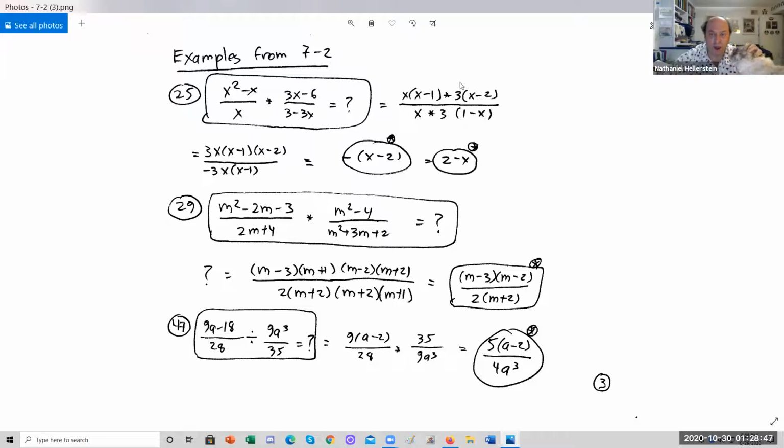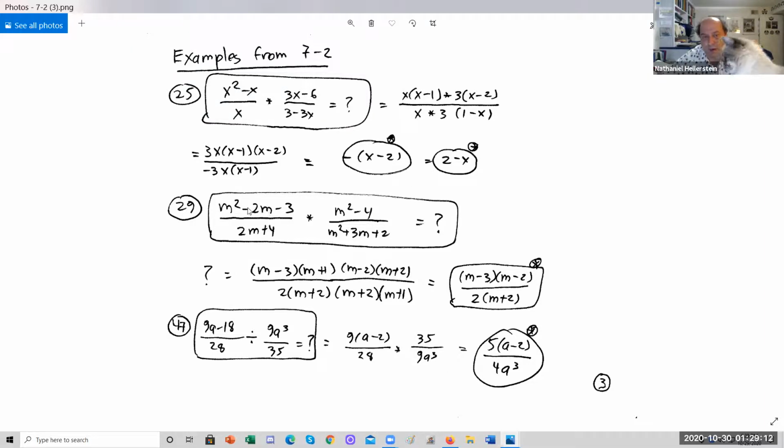Well, okay. The 3's cancel. The x's cancel. Oh, but the 1 minus x I'll write as the opposite of x minus 1. And when that happens, the 3's cancel, the x's cancel, the x minus 1's cancel. The x minus 2 survives and the negative survives. So you get negative of x minus 2, which you can rewrite as 2 minus x.